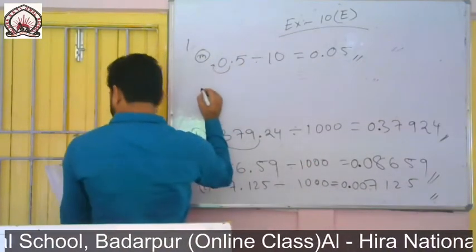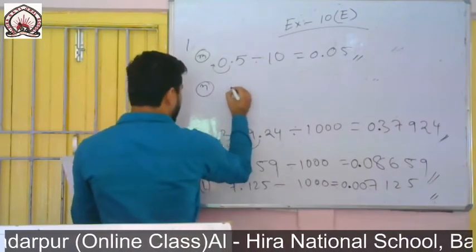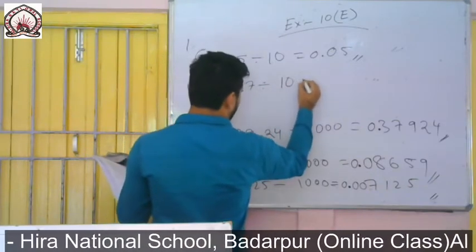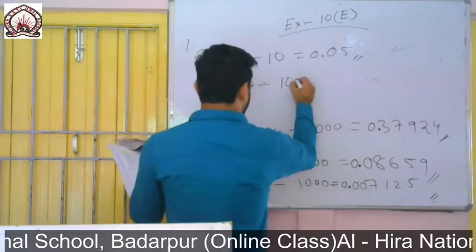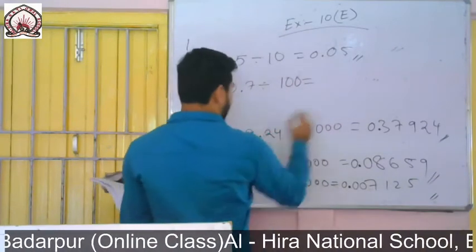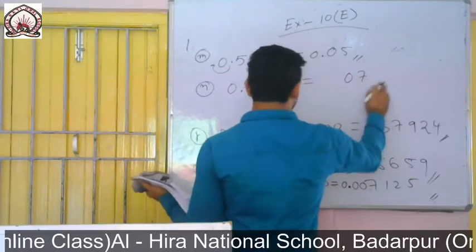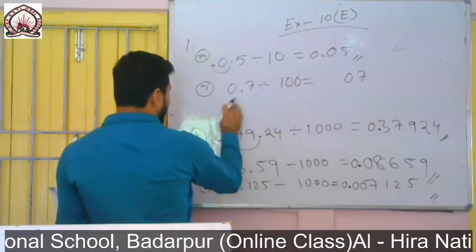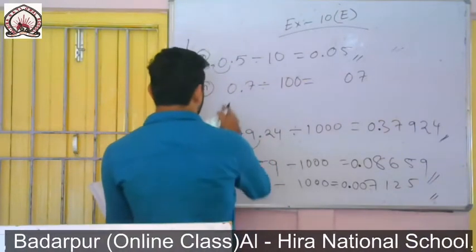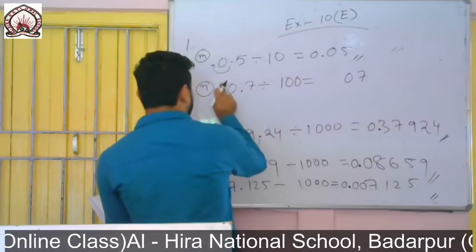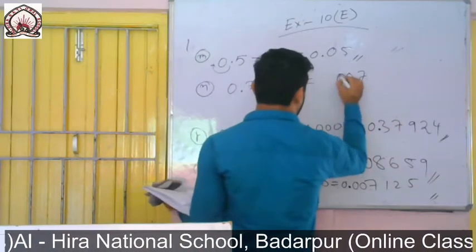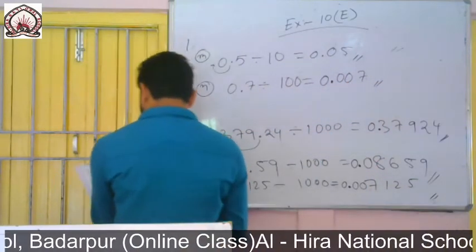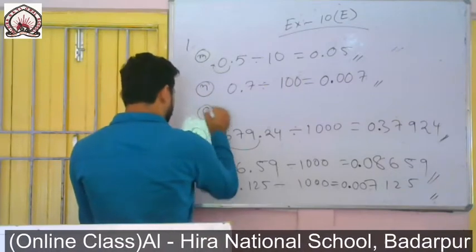Now come to N. N, you see, 0.7 divided by 10. Oh sorry, divided by 100. So write first 07. Then you see 2 zeros are there at the divisor, so the point will shift here. 1 place is there, so we'll put 1 zero to make it 2 places. Okay, 0.007.